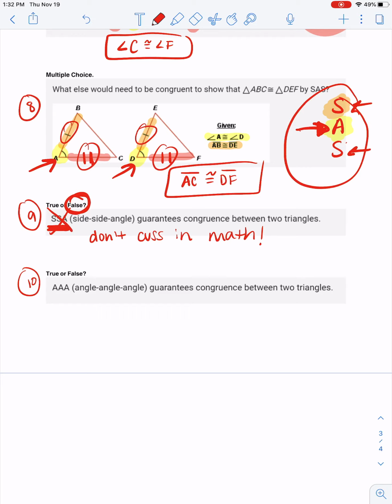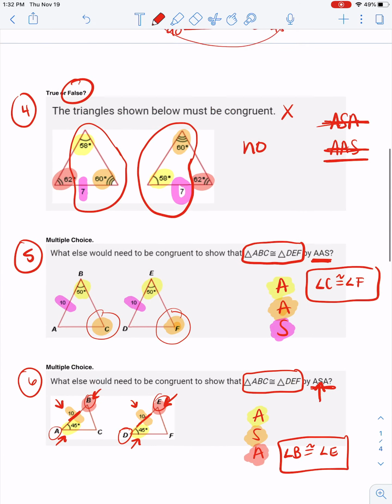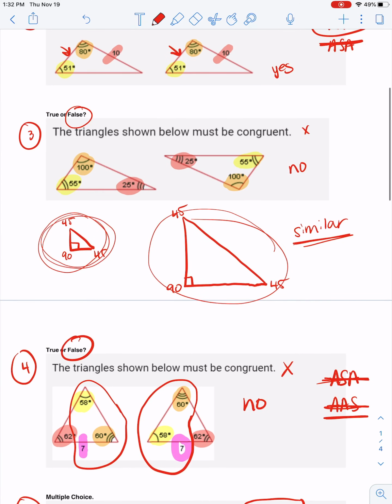And then the last one, angle guarantees congruence between two triangles. Okay, so this is our keyword. It guarantees congruence. No. Angle does not guarantee congruence. I'm going to go way back up here. I kind of showed you this. I'm going to highlight this in green right here. I kind of showed you this at the beginning.